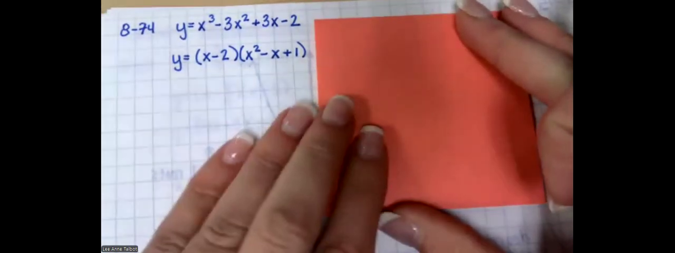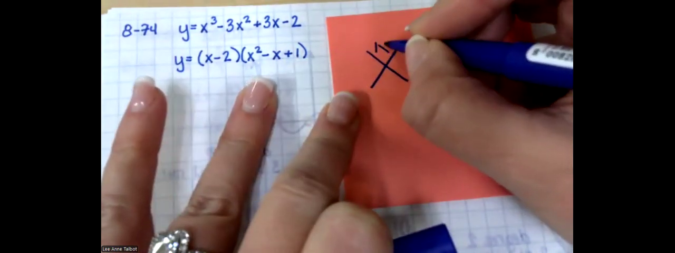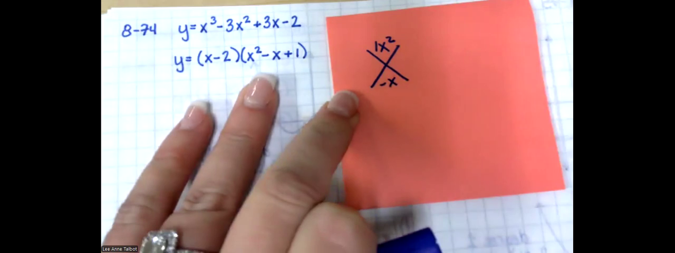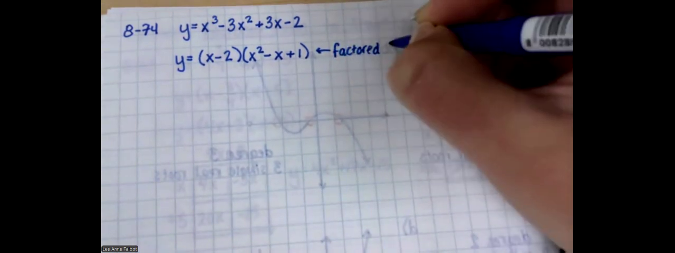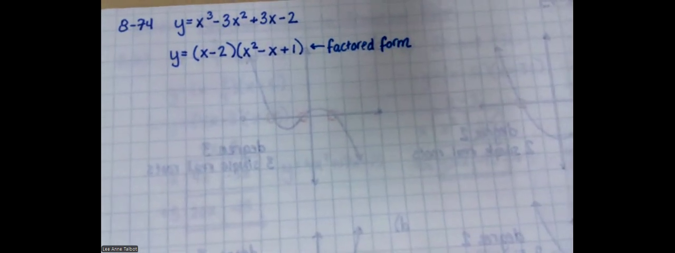Anyway, so this is the factored form of this. Now technically, I'm going to take a Post-it. Don't write this. I should check to see if this is factorable. I'm going to tell you that it's not because the top would be 1x squared and the bottom would be negative x. Does that diamond work? No. So this is how you know that this factored form is done. This is as factored as we can possibly get it because the diamond doesn't work.